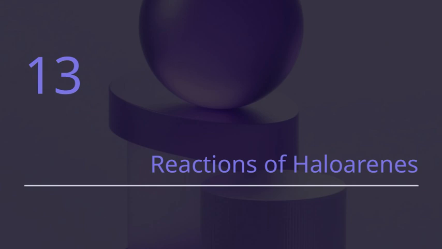The presence of electron-withdrawing groups, like nitro groups, can activate the ring and make such reactions more feasible. Another important aspect is the role of the halogen itself. The halogen's nature, whether it's chlorine, bromine, or iodine, affects the reactivity, with iodine generally being more reactive in these processes. Overall, understanding these reactivity patterns helps us predict how haloarenes will behave in different chemical environments, which ties back to our broader discussion on aromatic compounds and their versatile chemistry.